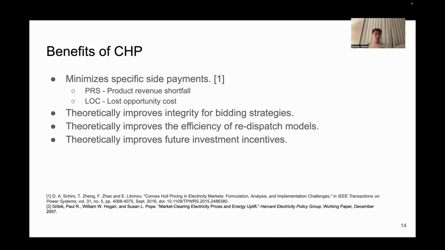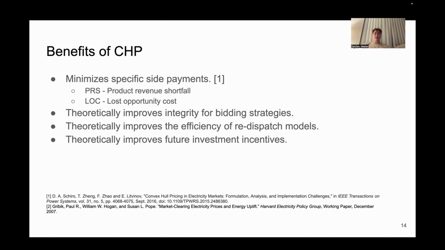Thanks, Jose. It's really important to understand the properties of convex hull pricing in order to really get a grasp on the difference between extended LMPs and traditional LMPs. So just in summary, to talk about some of the benefits of convex hull pricing, the primary argument made here is that it minimizes specific side payments. And what we mean by that, again, is product revenue shortfall and lost opportunity cost.